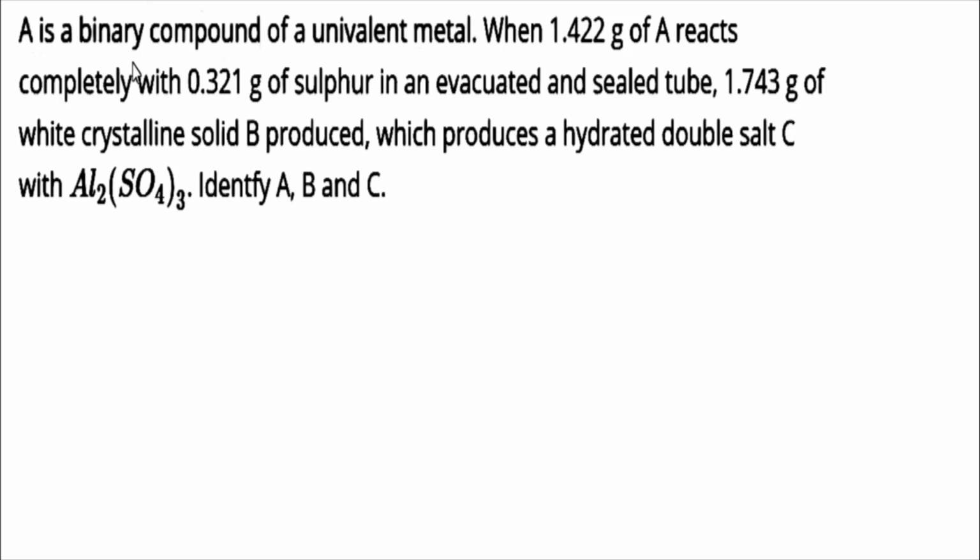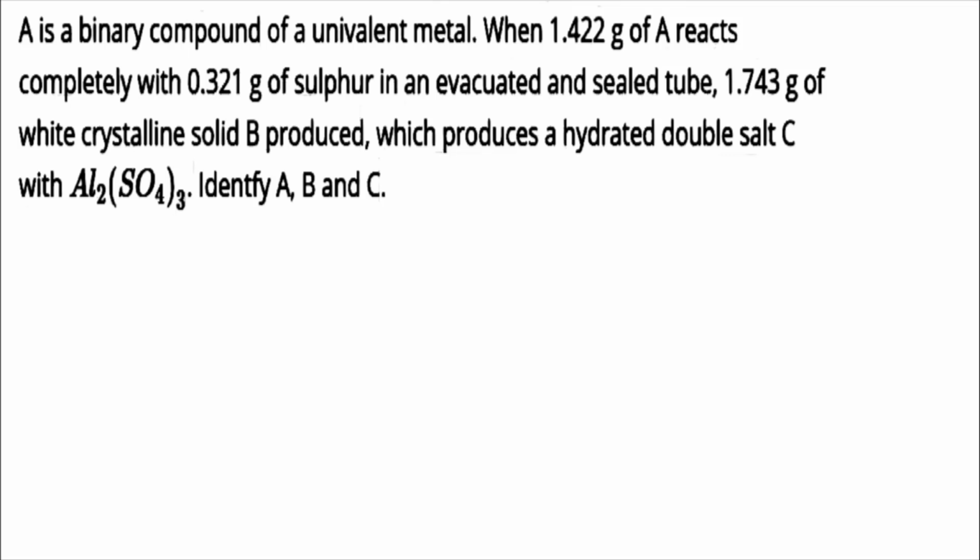When 1.422 gram of A reacts completely with 0.321 gram of sulfur in an evacuated and sealed tube, 1.743 gram of white crystalline solid B is produced, which produces a hydrated double salt C with Al2(SO4)3. Identify A, B, and C.